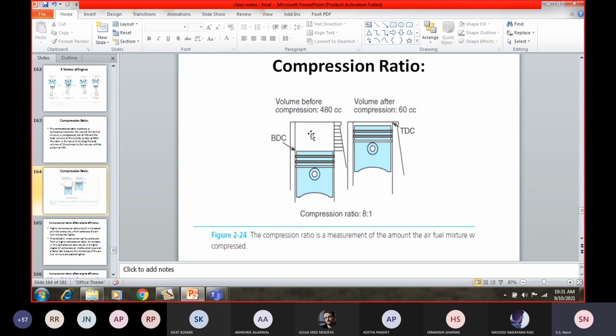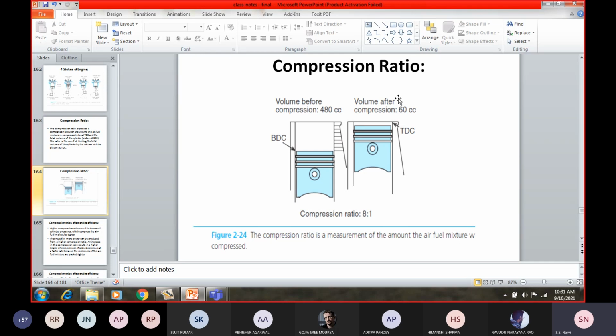Now, suppose this volume is taken as V1, this volume is taken V2. So V1 upon V2 is known as compression ratio. V1 upon V2. You can see volume before compression 488 cc.